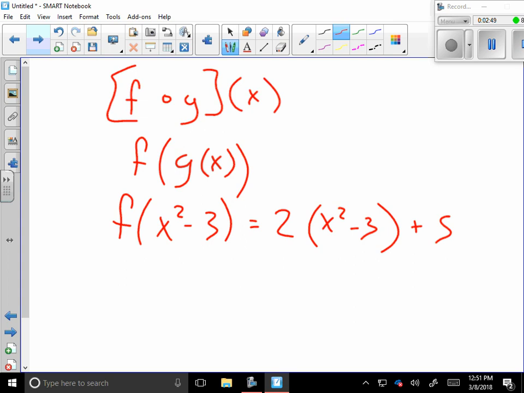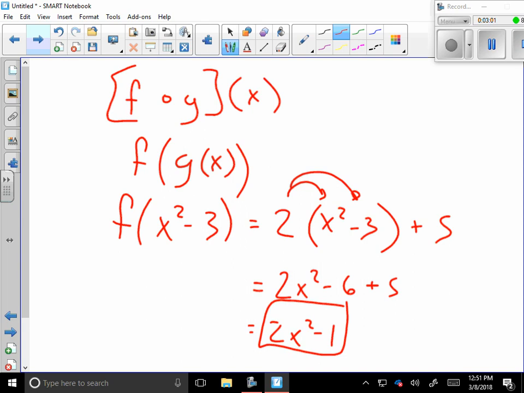We evaluate that, simplify that, that becomes 2x squared minus 6, plus 5. 2x squared minus 1 is the composite of the two functions. You put the g function into the f function. That was number 3.